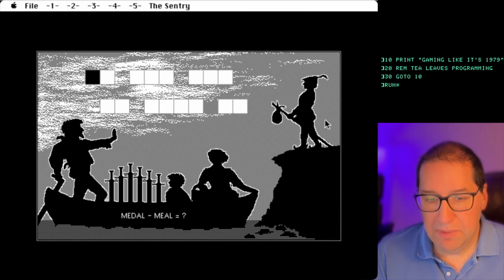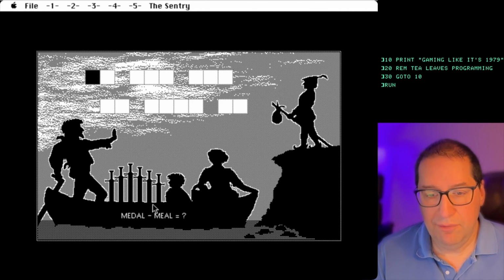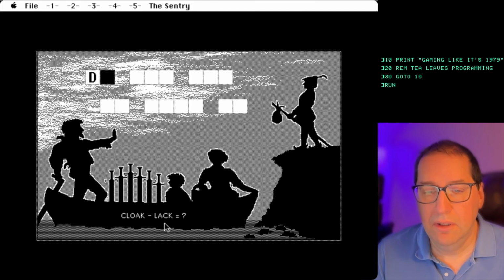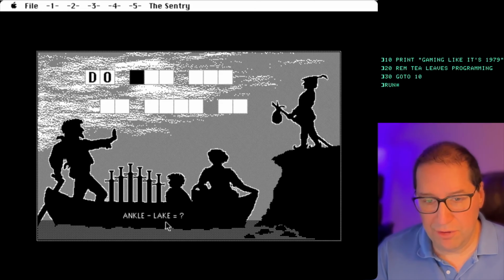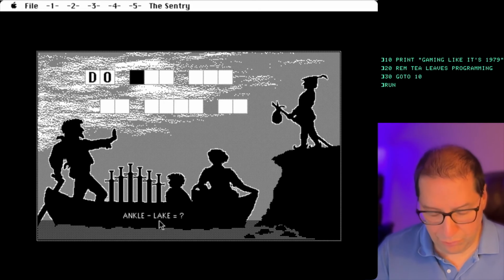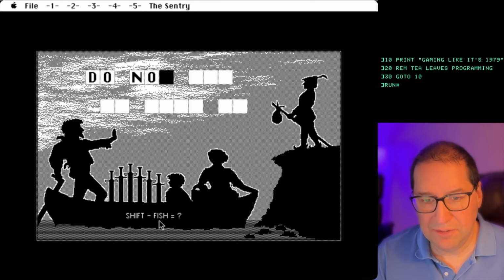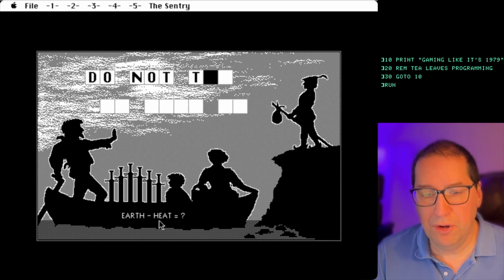All right, so medal minus meal equals? Well, if you remove M-E and A-L from the word metal, you're left with a D, so that feels like that. Cloak minus lack. This is a very standard cryptic crossword sort of puzzle, and sometimes you come back to these after 20 years and you're not sure you remember, or you're not sure you could figure it out again. I don't actually remember this puzzle at all, but I'm also 100% positive that this is correct.